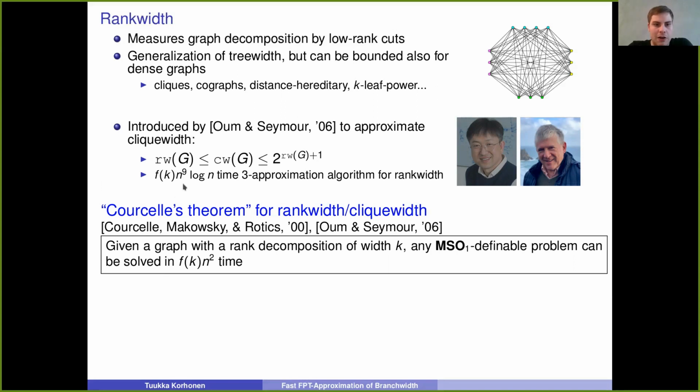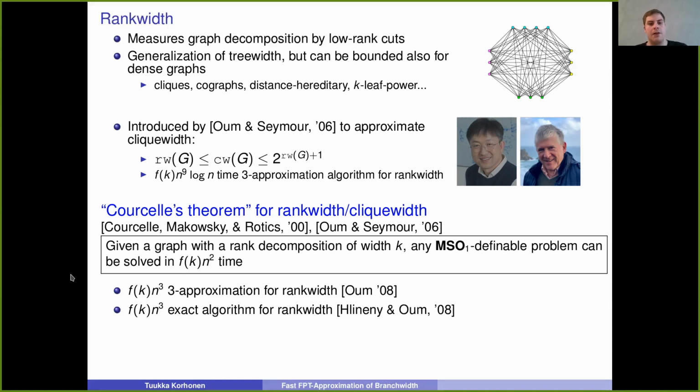However, in their algorithm, the dependency on n was quite high. It was like n to the 9 log n, but it was improved quite quickly. In 2005, Oum gave a three-approximation algorithm with time complexity f of k times n cubed, and then Hliněný and Oum gave very soon an exact algorithm also with cubic time complexity. But after that, there were no improvements in this polynomial dependency until this work.